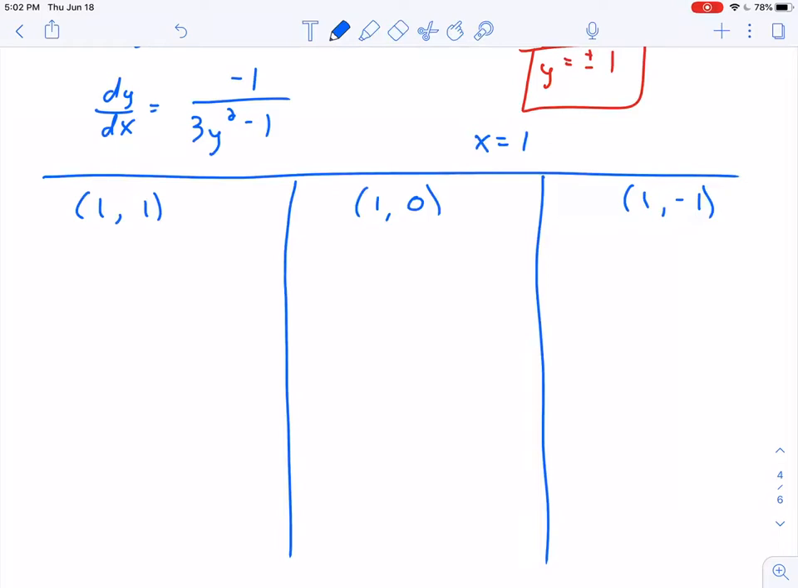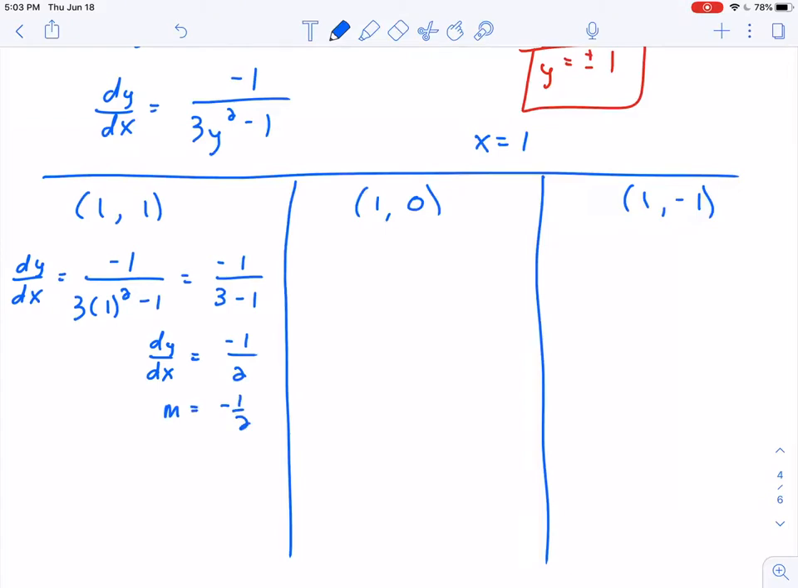All we need is the slope, which means I need to take these y values and plug them into the derivative that we found earlier. So dy over dx is equal to -1 over 3 times 1 squared minus 1. This is -1 all over 3 minus 1. This is -1 over positive 2, -1/2. So this is dy dx. This is the value of my derivative at (1, 1).